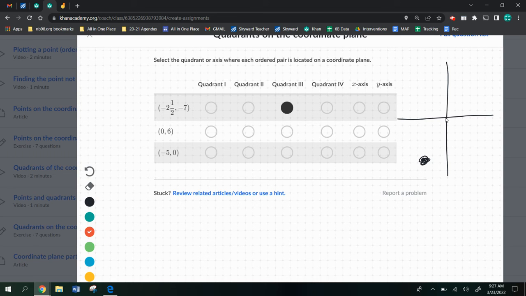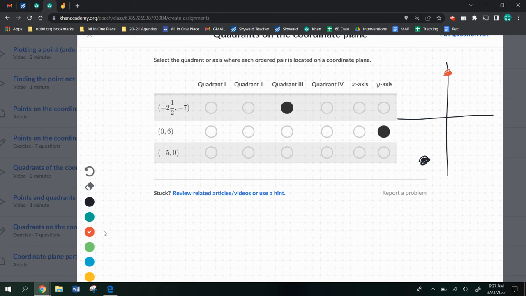0, 6. Start at the center. Since the first number is 0, that means I'm not going right or left. But I'm going to go up 6. That's not a quadrant. That's just the y-axis. That's the line with the y.